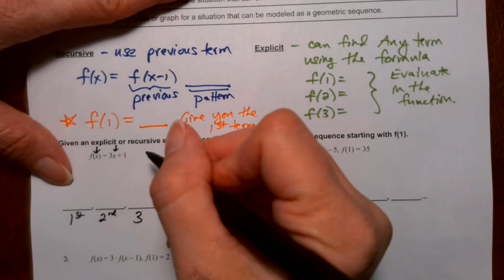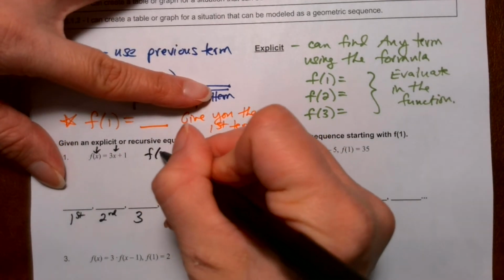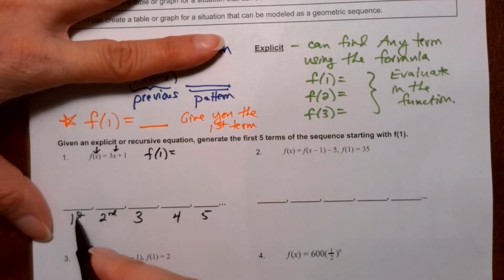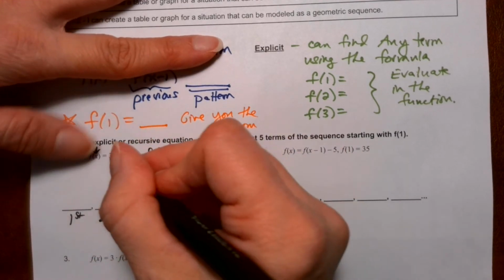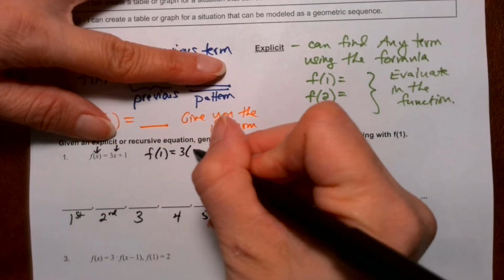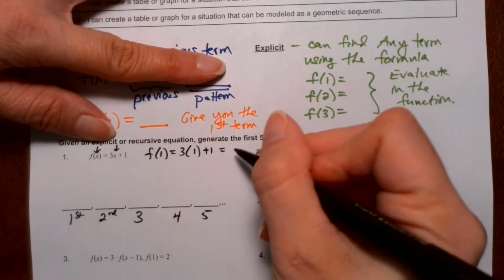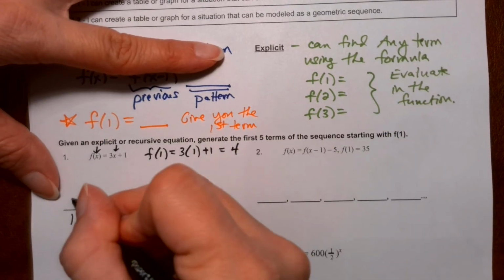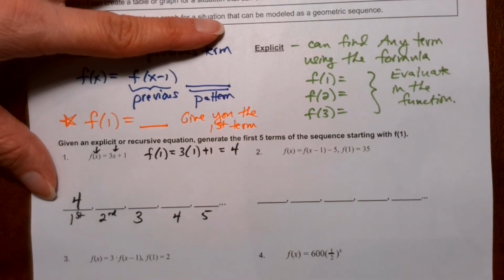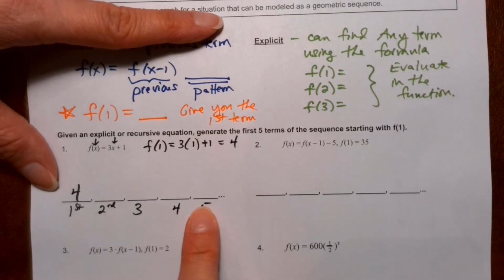So the first thing I'm going to do is calculate f of 1. I'm going to plug in 1 to find the first one. The formula says 3 times 1 plus 1. 3 times 1 is 3, plus 1 more makes 4. So the first answer is 4. We're on our way, but we still have a couple more to do.